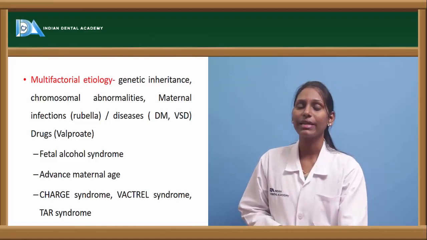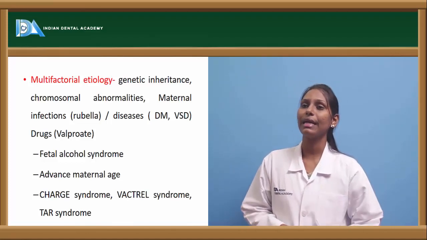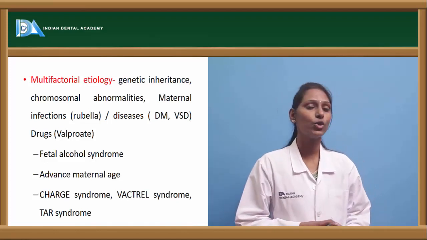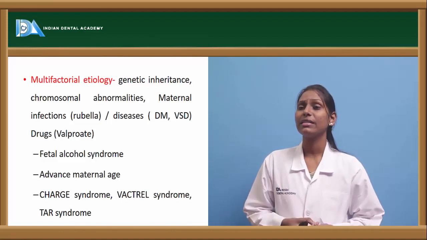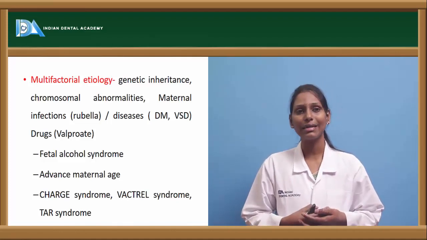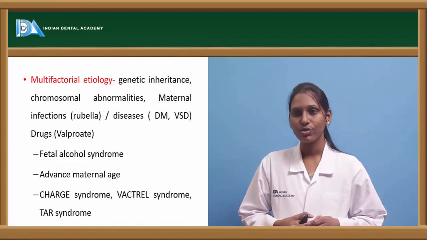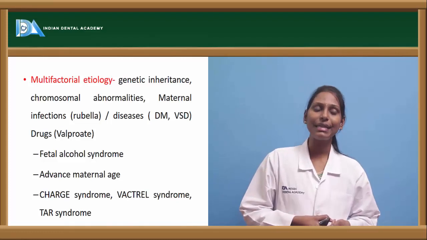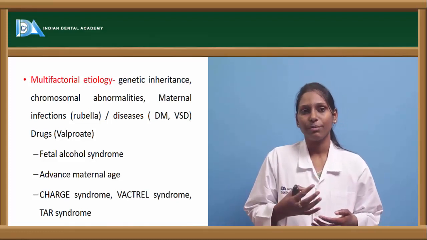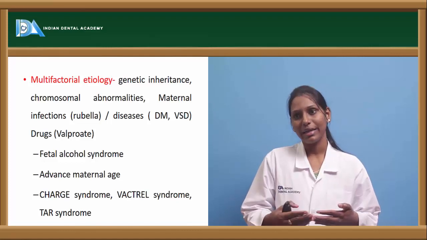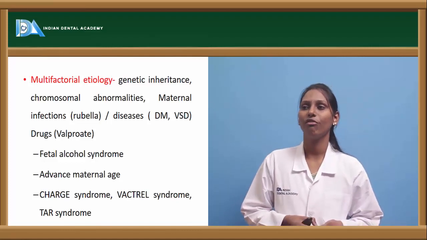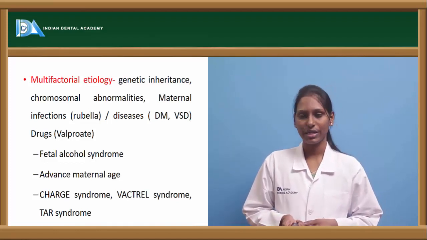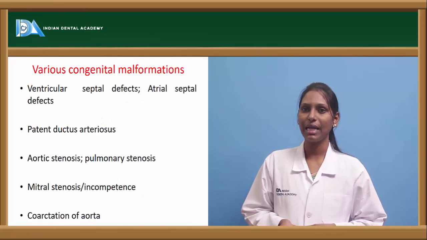It is again of multifactorial etiology, which can be genetic inheritance. There may be chromosomal abnormalities. There can be maternal infections such as rubella. It can have various other diseases like diabetes mellitus, and drugs such as valproate. When the mother has used drugs such as valproate during pregnancy, fetal alcohol syndrome, advanced maternal age, that is the mother has conceived at an older age, and various syndromes such as CHARGE, VACTERL, TAR syndrome, etc. are also causing these congenital abnormalities of the heart, congenital heart diseases.